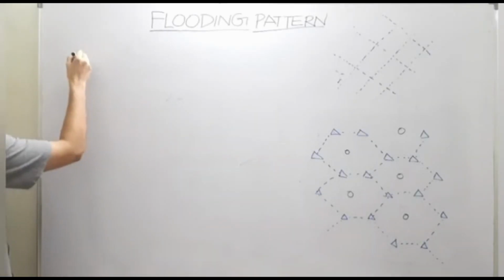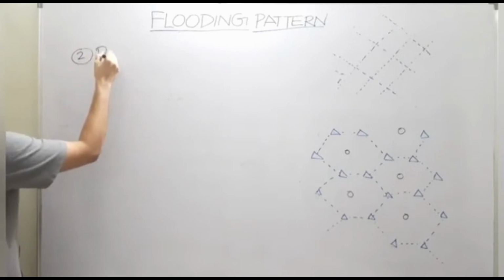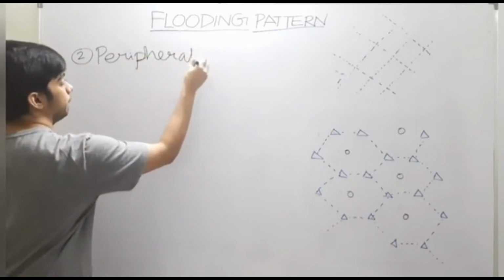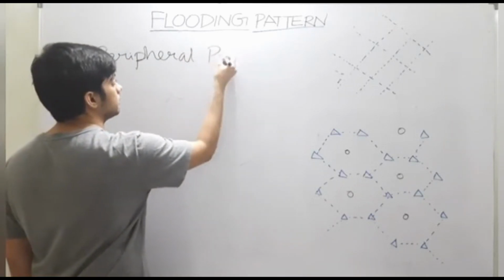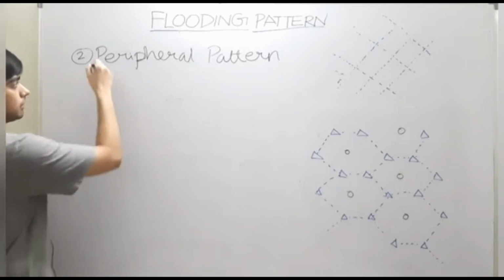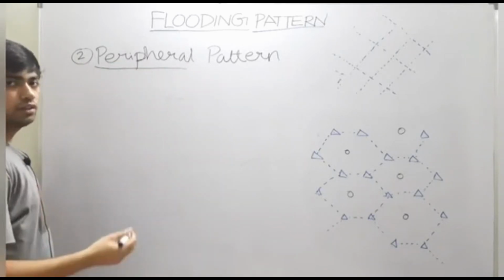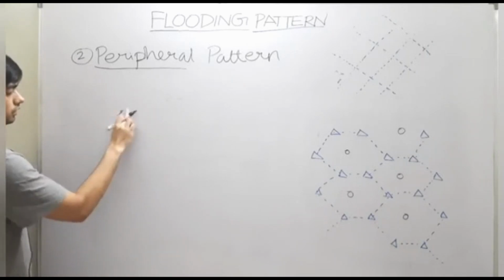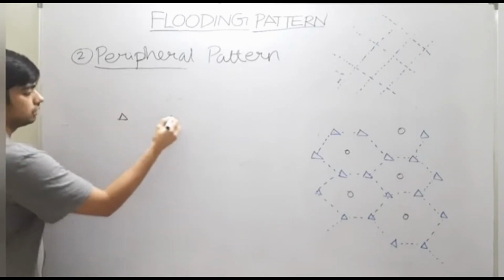Another type of pattern is peripheral flooding pattern. Now in this case, the injector well is situated only in the periphery of the field. For example, this is a field.